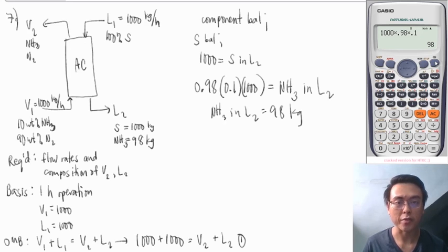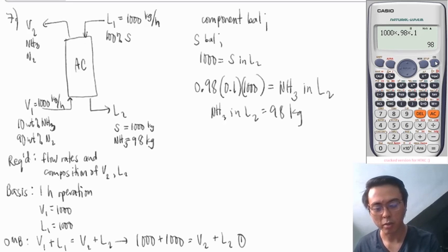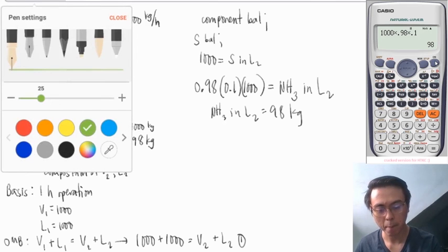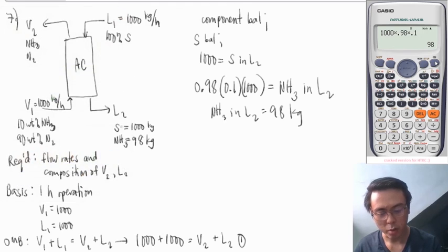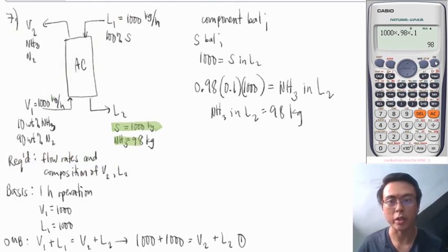We just have to transfer to V2. So let me just mark this. These are the values that we have already determined.